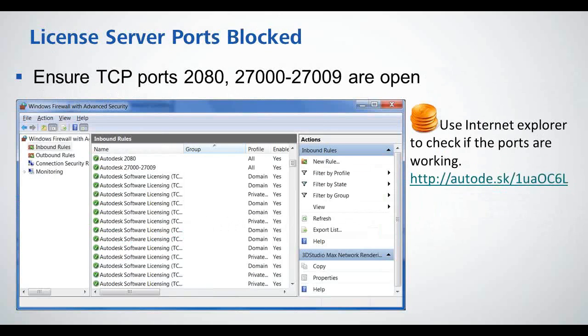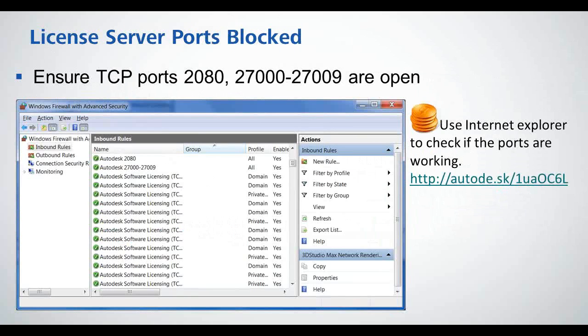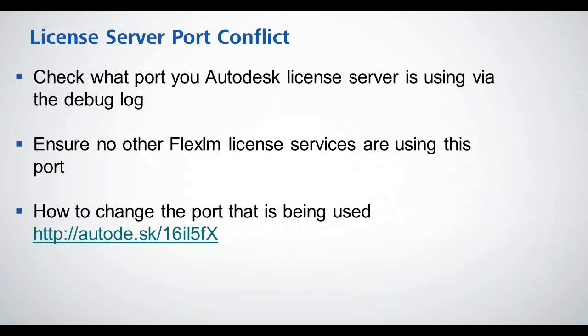So what else can happen if the ports are open? There might be a conflict. If you're running other license services, they might also be trying to run on port 27,000. So you want to first double check which port your Autodesk license server is using. You can do that with a debug log, or, as I showed you a moment ago, with the server status. Most likely the default port it's going to go to is 27,000.